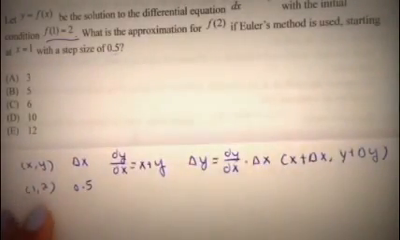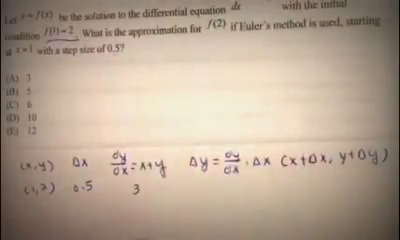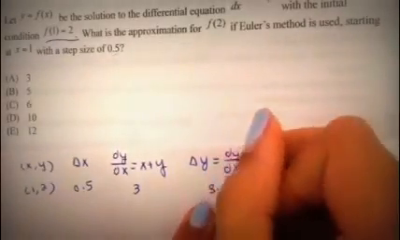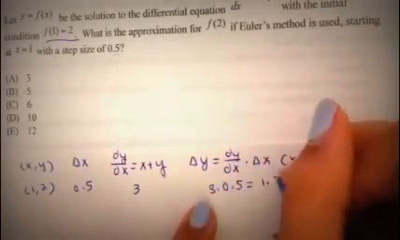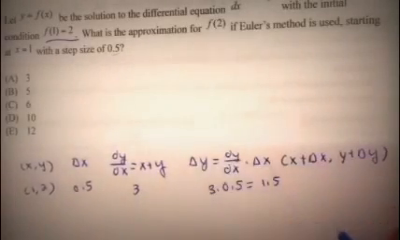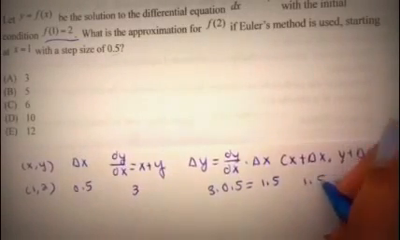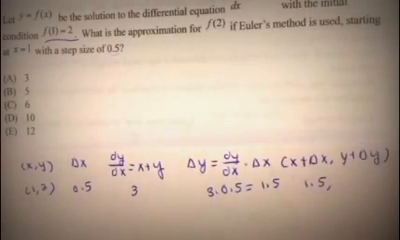Our dy/dx can be calculated as 3. Our change in y is equal to 3 times 0.5, which is equal to 1.5. And now we can calculate our new point. X plus change in x is 1.5, and y plus change in y is equal to 3.5.